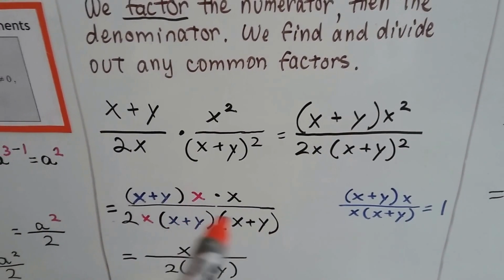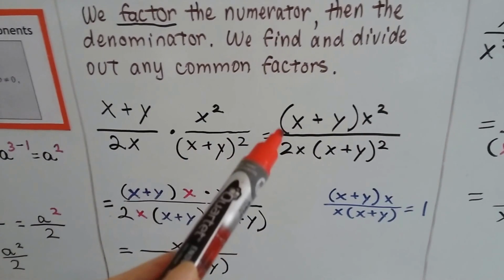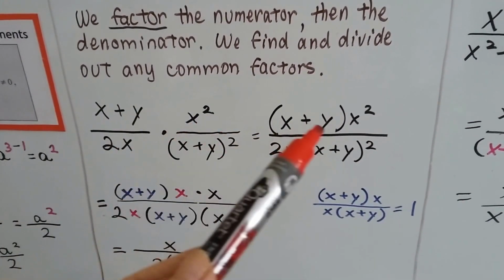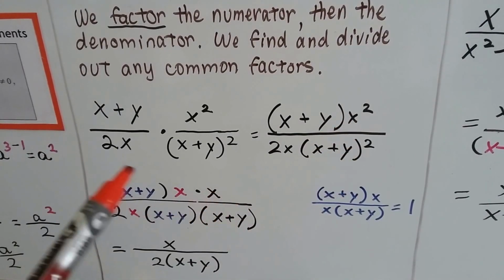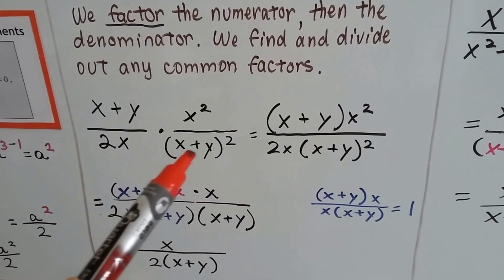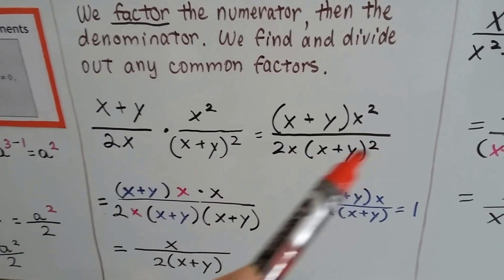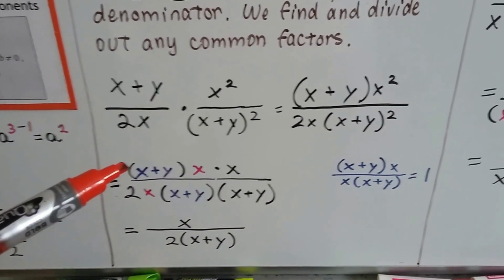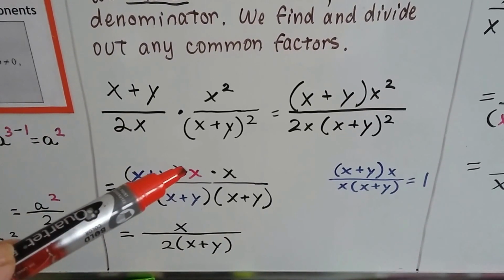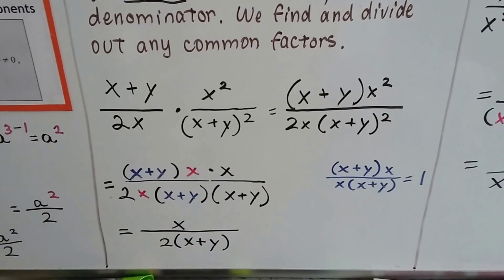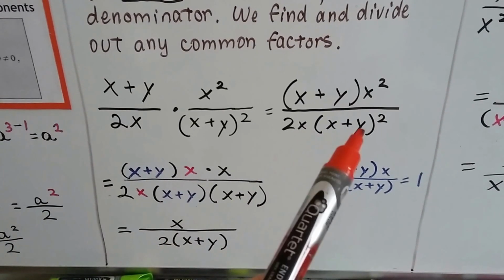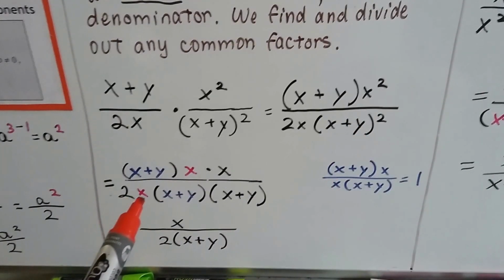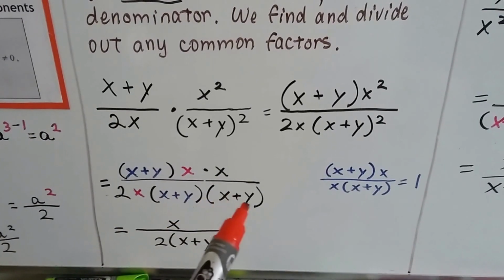It means we have 2 of these, okay? So we draw our long fraction bar, and we put our x plus y times x squared as the numerator, and we put our 2x times x plus y to the second power as our denominator. And now we factor it as x plus y times x, because that's what that means, right? And then our bottom one, remember, this is going to open up into 2 of them. So now we have 2x times x plus y times x plus y.